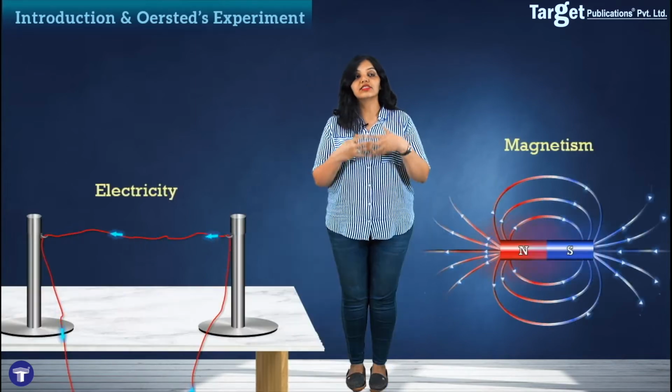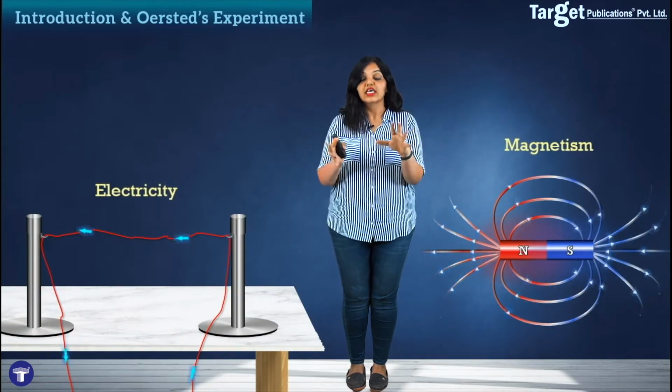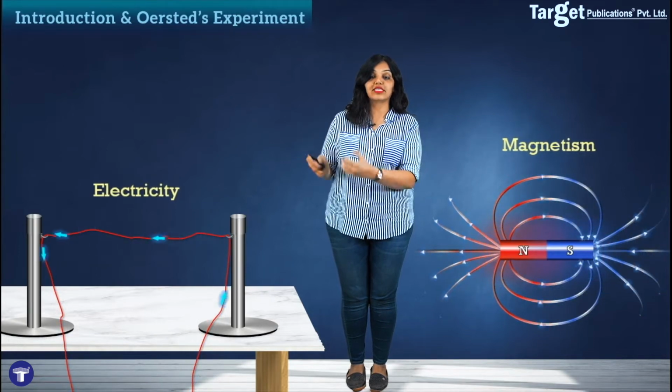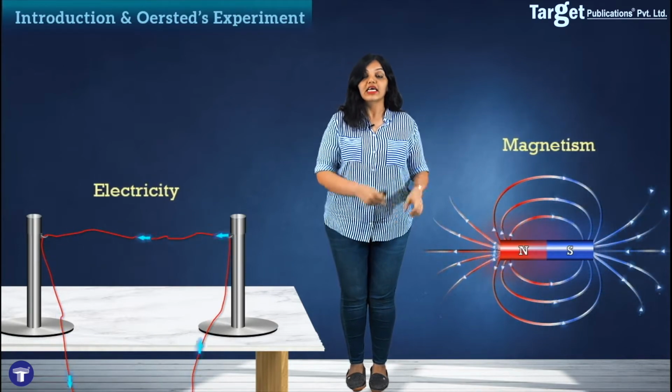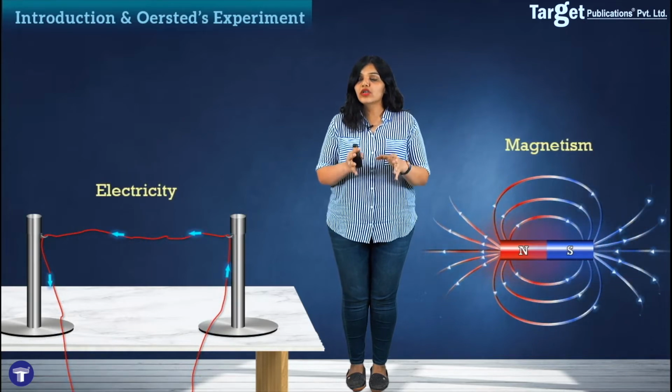Now actually this is a very wonderful story, because earlier they thought that electricity and magnetism were two different things. So they studied it as two different subjects. There was a different theory for electricity and a different theory for magnetism, till Oersted came along and said that these two could be related.